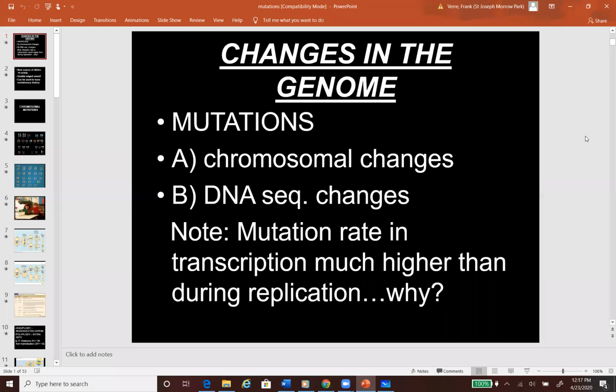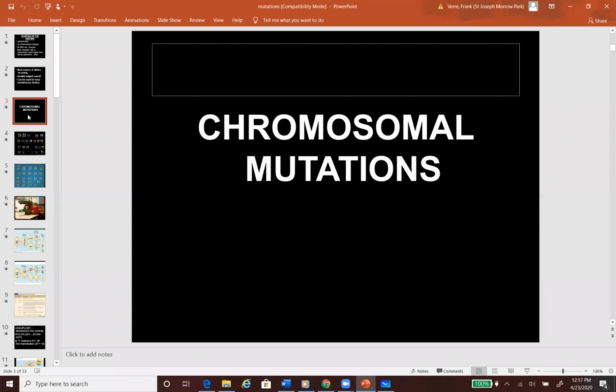Okay, so this is the final topic. This is on mutations, changes in the genome. And we're gonna focus on B. I'll just really briefly mention A, but I would actually like you to take a look at what A is. A are examples of what are called chromosomal mutations. So I want you to take a look at that. Next time we'll meet, we'll discuss them, okay?